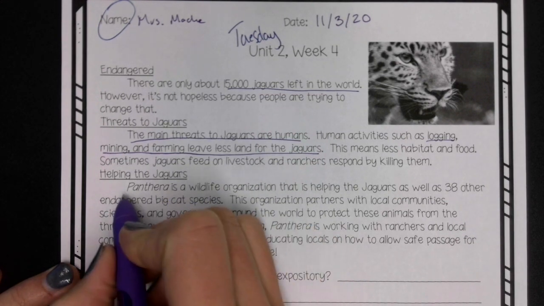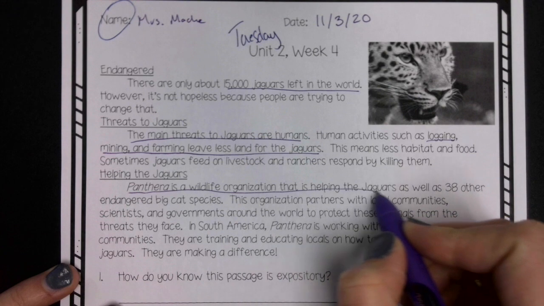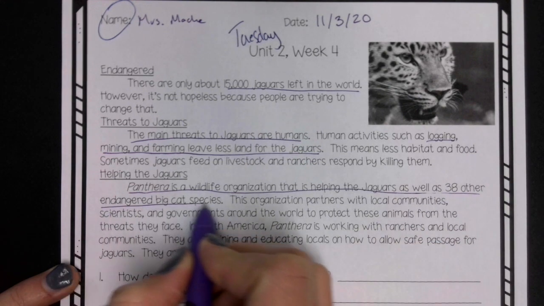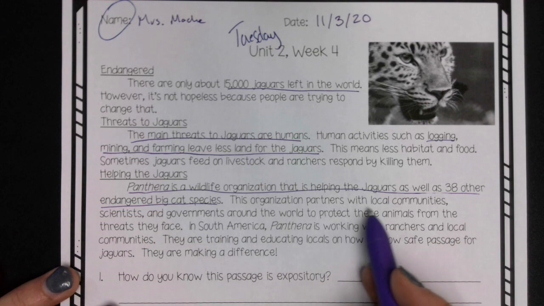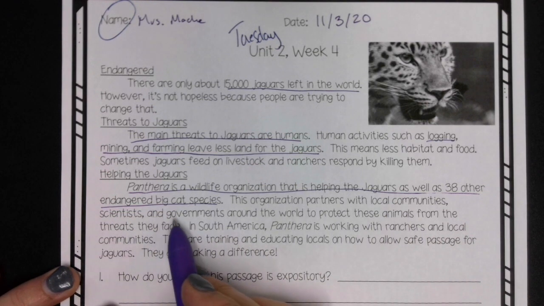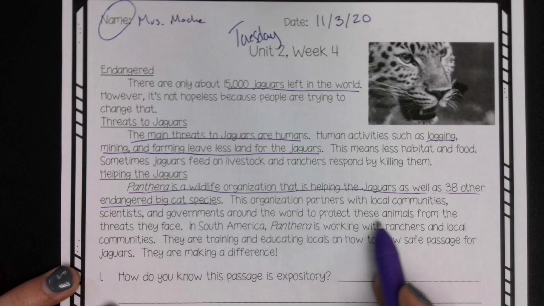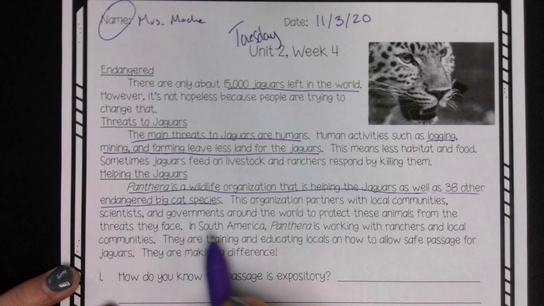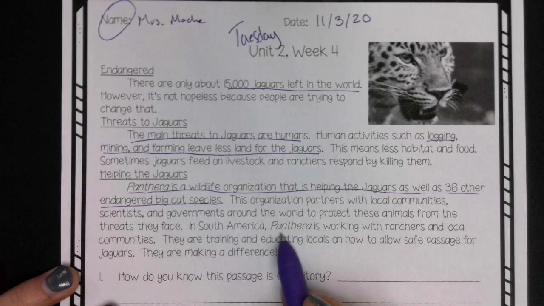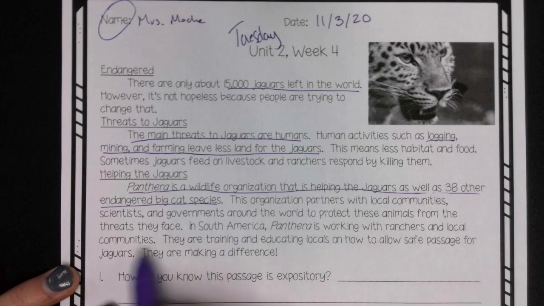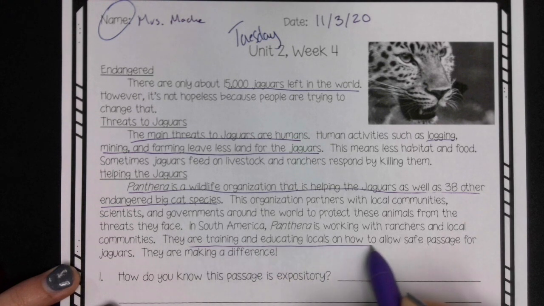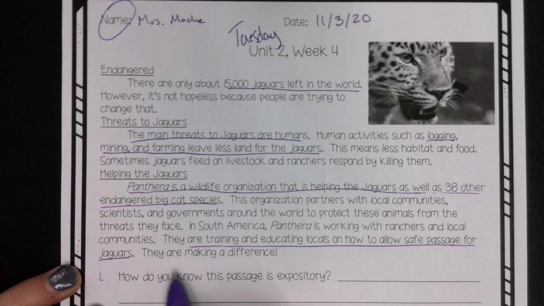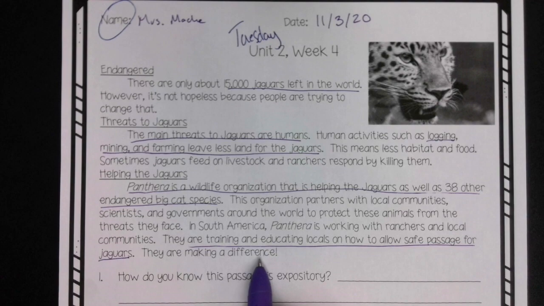Panthera is a wildlife organization that is helping the jaguars, as well as 38 other endangered big cat species. This organization partners with local communities, scientists, and governments around the world to protect these animals from the threats they face. In South America, Panthera is working with ranchers and local communities. They are training and educating locals on how to allow safe passage for jaguars. They are making a difference.